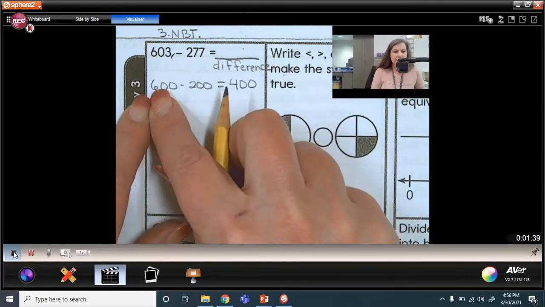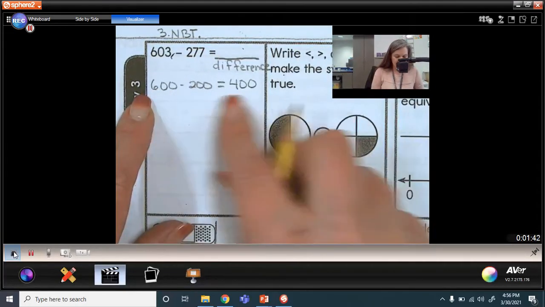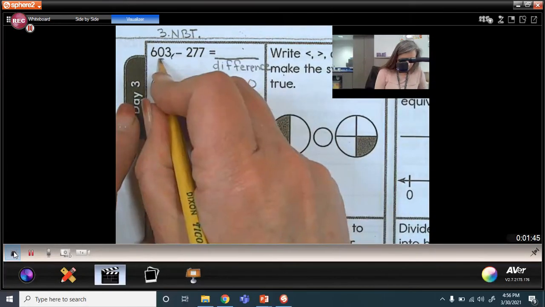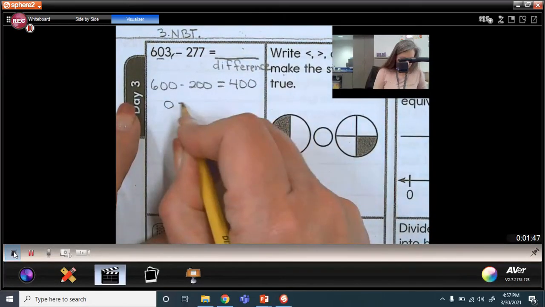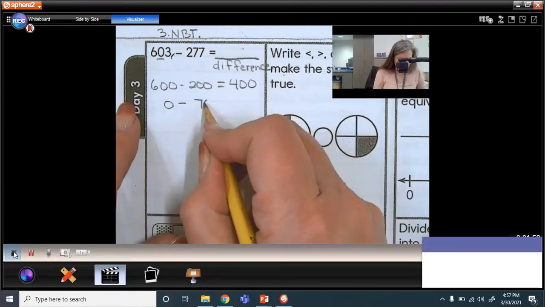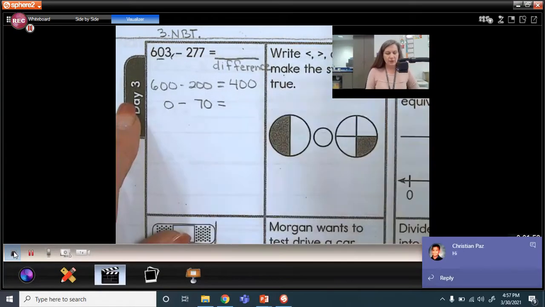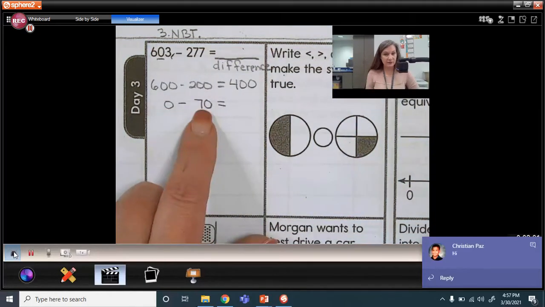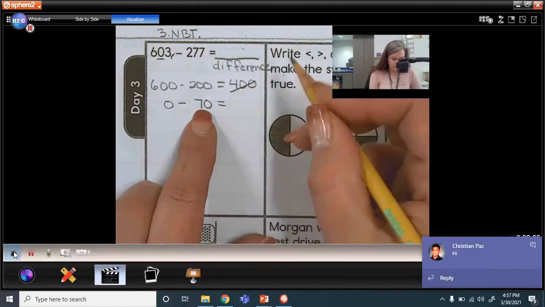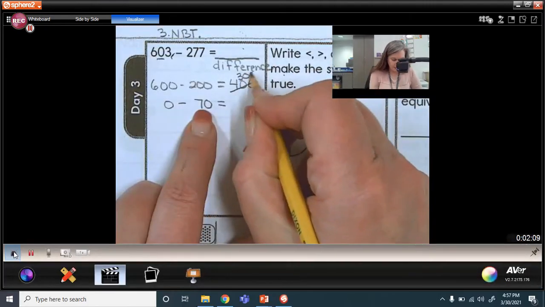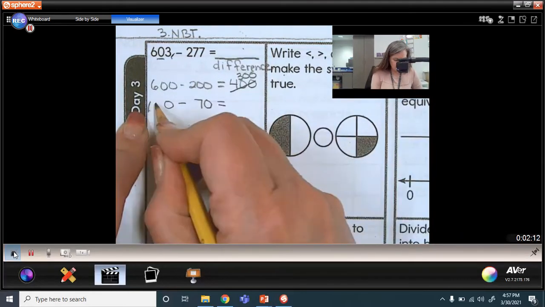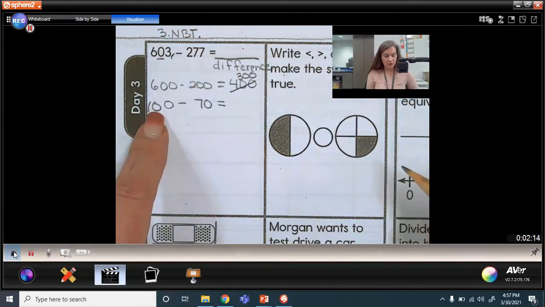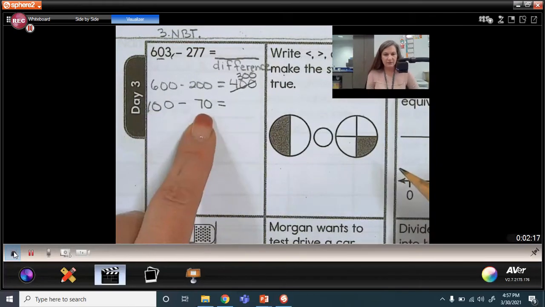400 plus 200 is 600. We can use that check. Now I'm going to take, I don't have any tens, but I need to subtract 70. Can I subtract 70 from 0? If I don't have money, can I spend $70? No. So that tells me I need to borrow 100 and regroup it as 100 here so that I can subtract. So what is 100 minus 70?